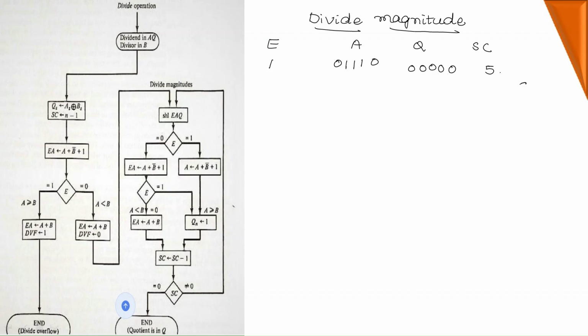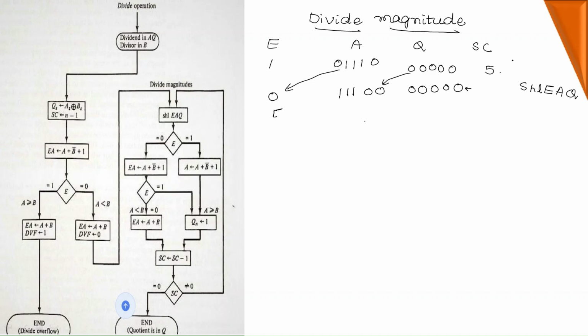You have to perform shift left on the contents of E, A and Q. So when you perform a shift left, what happens? 0 will be inserted in this position, so everything will be shifted. Q is 00000, and this 0 will come here, become 00111, and this 0 will come in place of E. Right? Now we check the value of E.